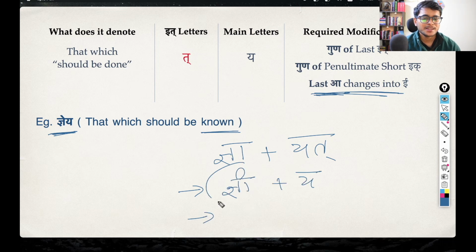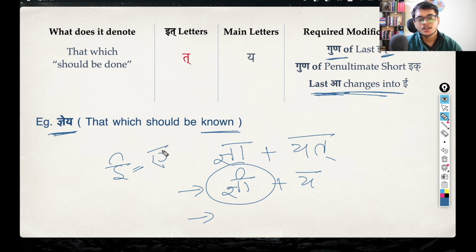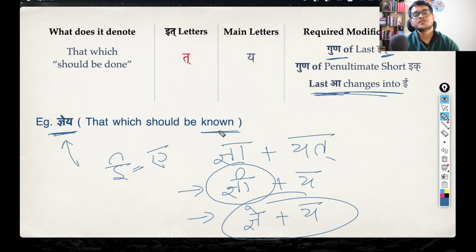And now see, since this dhatu is now ending with a dirgha e, and this dirgha e also belongs to the ik pratyahara, the simple vowels, based on the required modifications the guna of the last ik will happen. And we know that the guna of e, whether hrasva or dirgha, is a. So this Gni also will further change into Gne. And then the same thing will happen as we saw with ji plus ya. So Gne plus ya will combine together into Gneya, that which should be known.